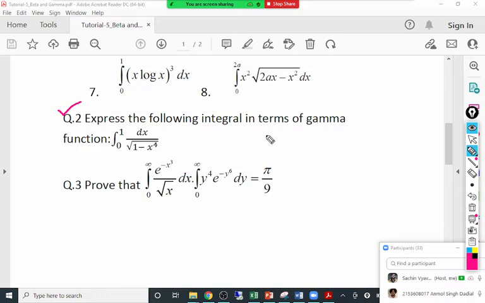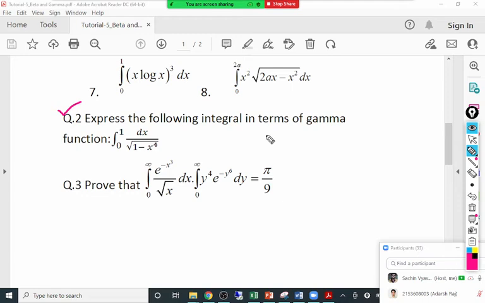Sir, x square equal to sine theta. Okay, good. So that is one of the substitutions: x square equal to sine theta. If you put x square equal to sine theta, it will convert into the trigonometric form of a beta. And once you get a beta, you can convert beta to the gamma. That is one of the ways.